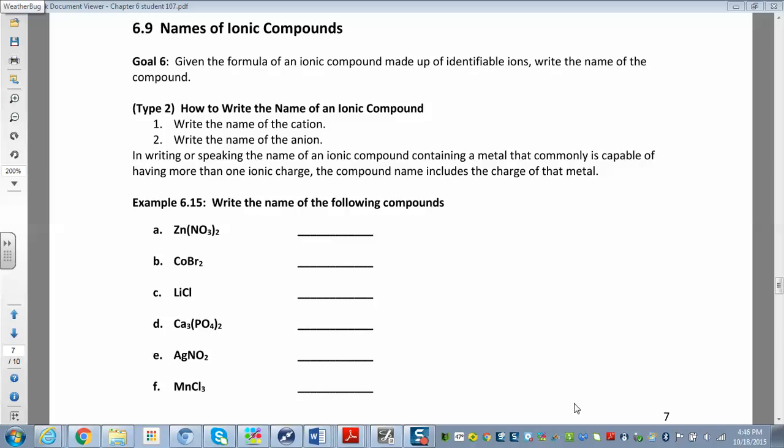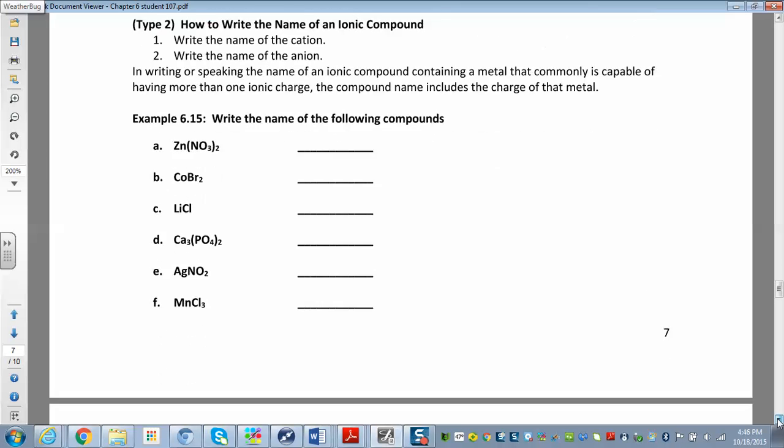Okay, so now we can start naming ionic compounds. So given the formula, can you provide the name? And so you write down the two pieces, you write the cation, you write the anion, and then if the cation is a metal that could have more than one possible charge, you have to indicate that charge in parentheses. So just kind of like what we've seen before.